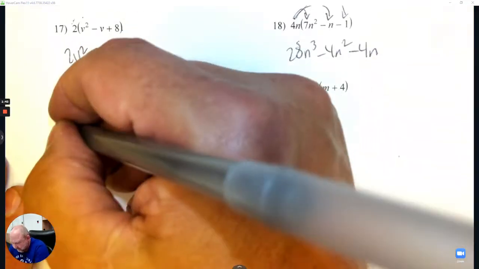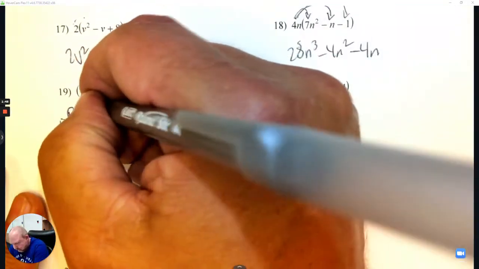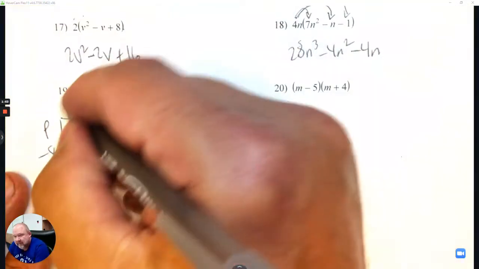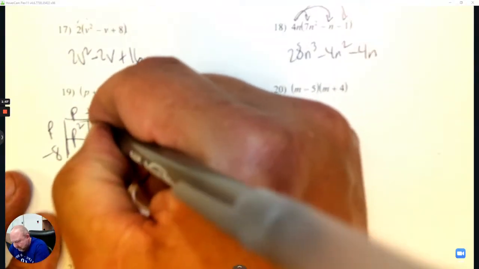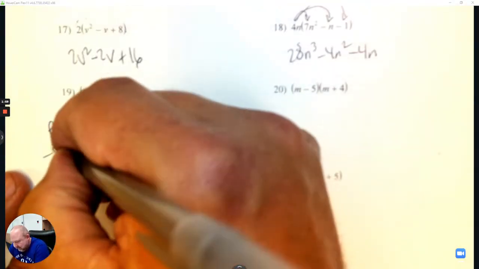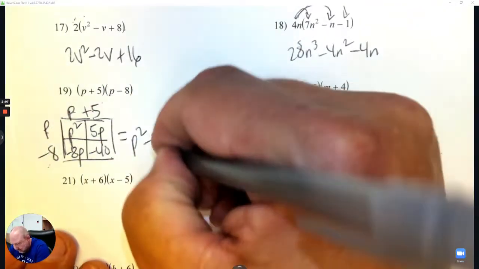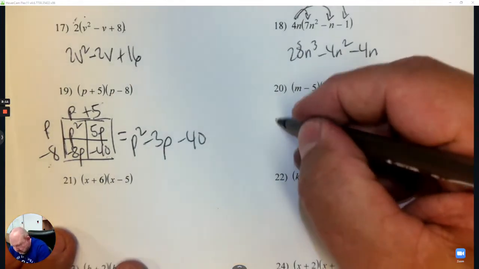All right, box time. So a binomial times a binomial. So p times p, p times 5, negative 8 times p, and negative 8 times 5. And then we match in the box. So we have p squared, we match, and then negative 40. There's your answer.